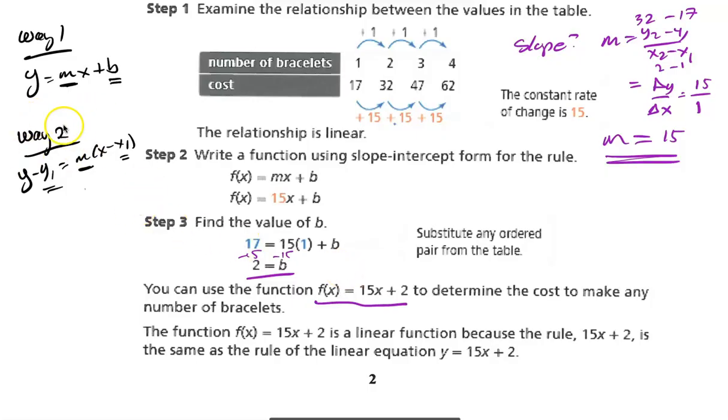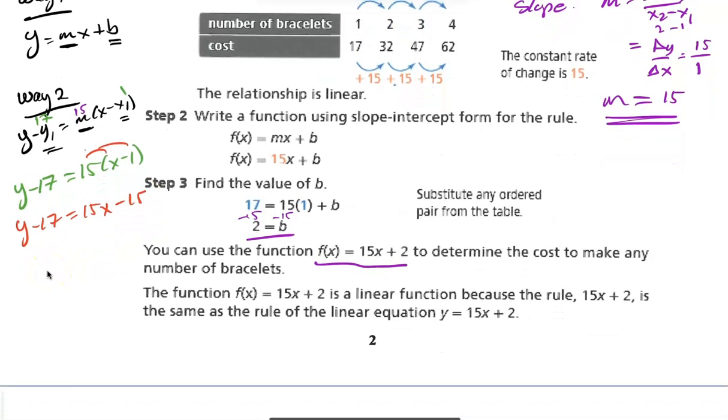If we're going to do my way here, the easiest way to make equations, our slope is 15, and we have to find a point. You pick any point you want here. We'll pick 1 and 17. So we get y minus 17 equals 15 times x minus 1. And then if I want to put it in function form, which is slope-intercept form, I have to get y by itself. So we're going to distribute that 15. So I get y minus 17 equals 15x minus 15. 15 times x is 15x, and 15 times negative 1 is negative 15. And then we're going to add the 17 to both sides. We're going to get y by itself.